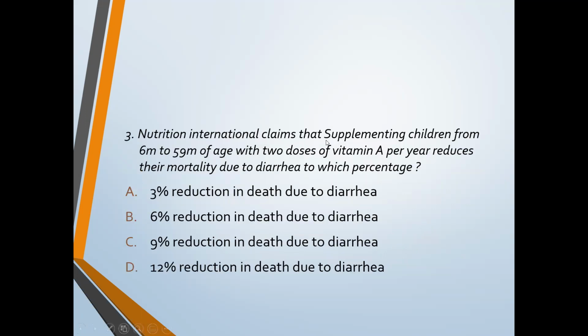Nutrition International claims that supplementation of children from 6 to 59 months with 2 doses of vitamin A can reduce mortality of diarrhea by how much percent? Either it's 3% reduction, 6%, 9%, or effectively 12% reduction in deaths due to diarrhea with vitamin A supplementation and rehydration therapies.